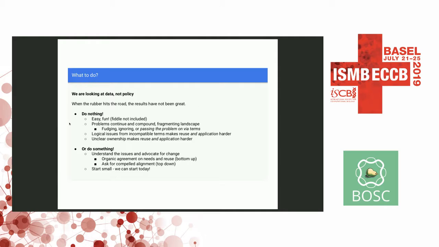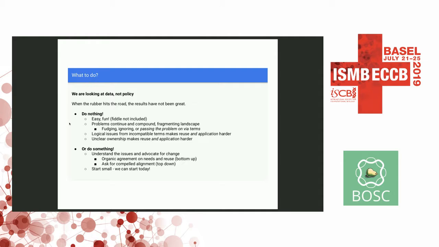Well, one thing is that everyone can spend a little bit of time to understand the issues and advocate for some kind of change. Understand what it means to make something reusable in more than just saying we're using FAIR principles. But how does that actually look on the ground? One possibility is to have organic agreement from the ground up, that everyone starts agreeing on using certain kinds of licenses and licensing terms, and the community just aligns naturally on its own, and that's something we could start here today. Or another way of doing it is to ask for compelled alignment.